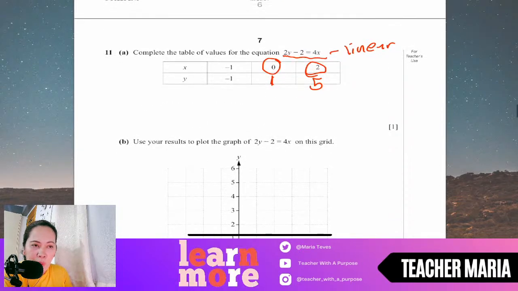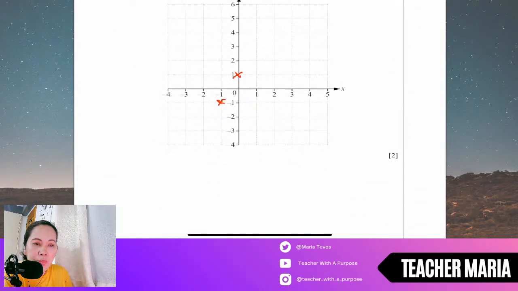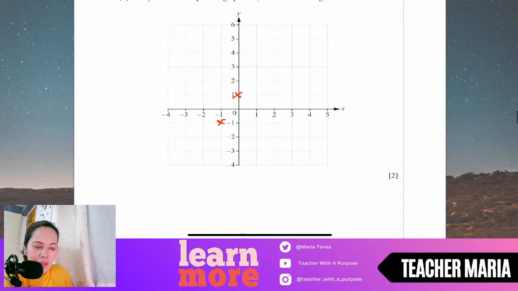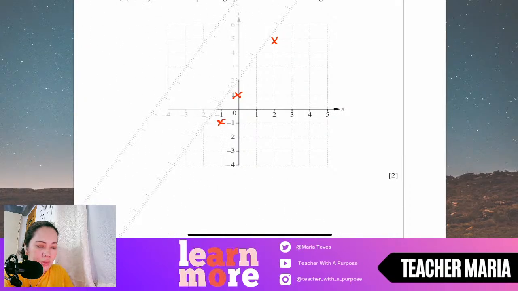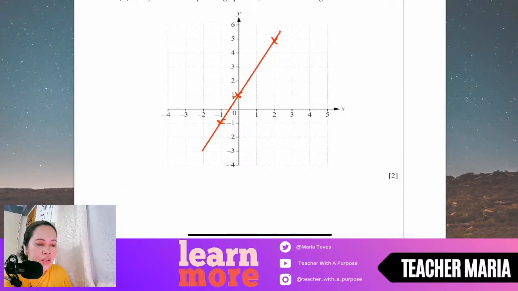You place a point or an x mark. And then if x is 0, y is 1. You put an x mark. And then if x is 2, y is 5. You put an x mark. Then let me use the ruler. Okay, and then you draw the line. So that is your straight line.